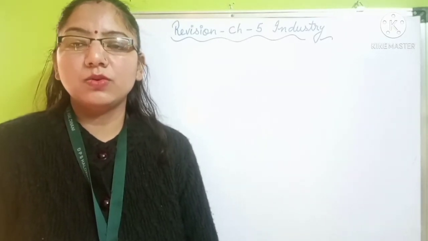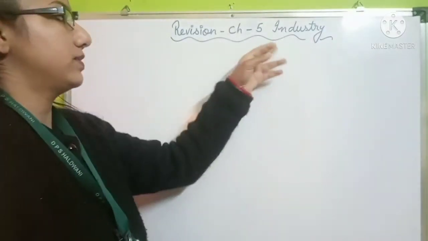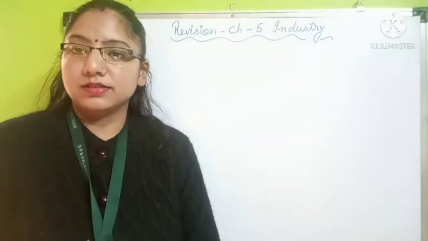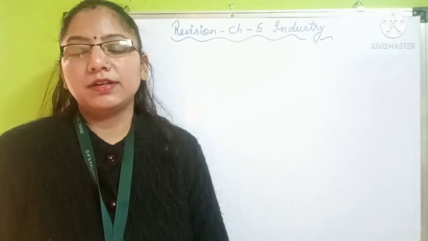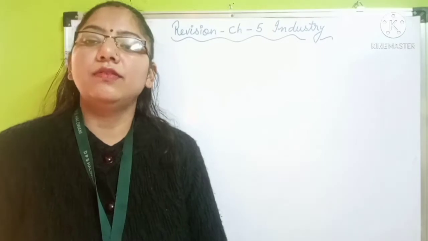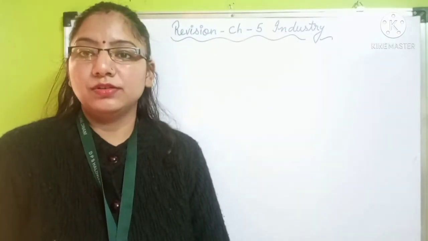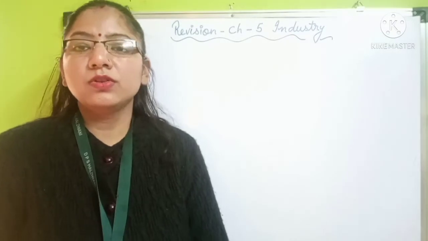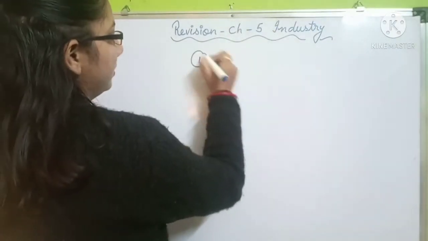Students, today we are going to revise chapter number 5 from geography, that is industry. What is industry? Generally, the industry is coming under the secondary activity in which the raw material is produced and manufactured. So today we are going to study about number 1.